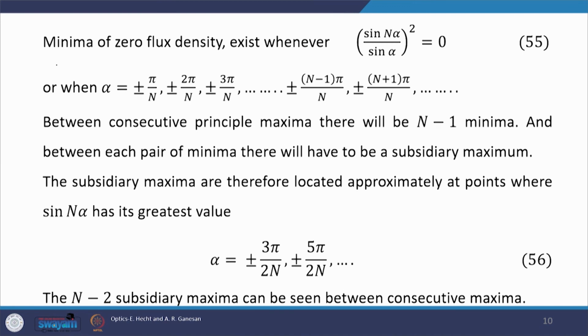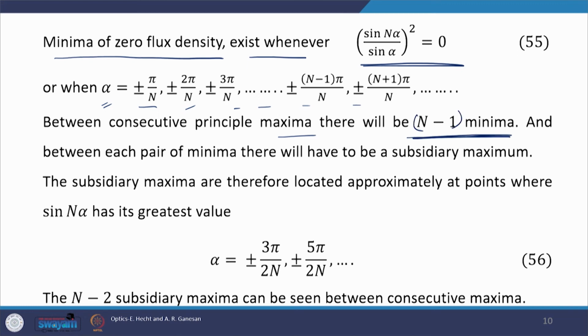Now, minima of zero flux density exist when this function is equal to 0, sin n alpha by alpha is equal to 0. This appears when alpha is equal to plus minus pi by n or plus minus 2 pi by n, and so on. Between consecutive principal maxima there will be n minus 1 minima, and between each pair of minima there will have to be subsidiary maxima.